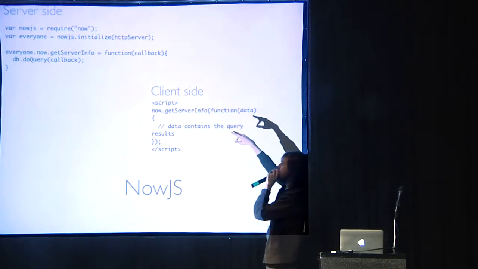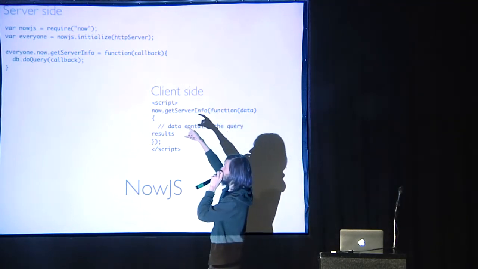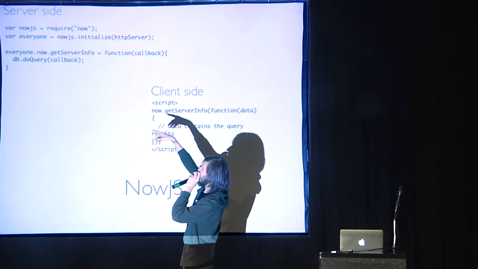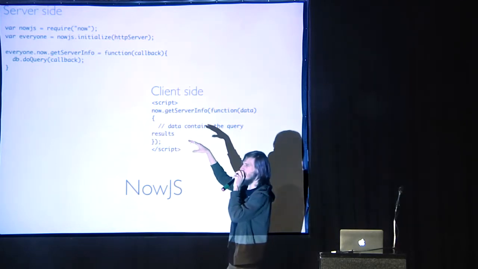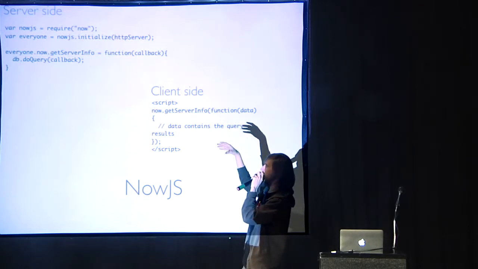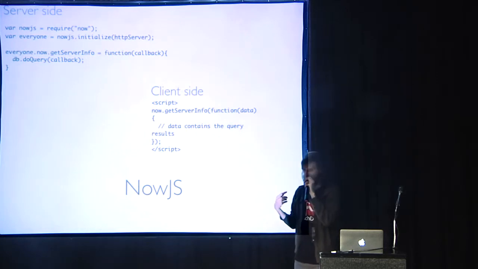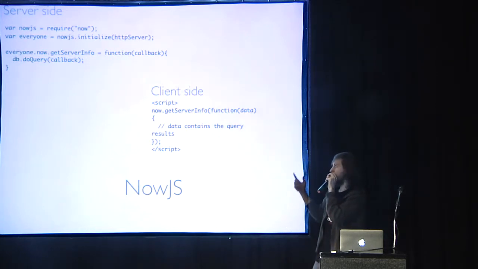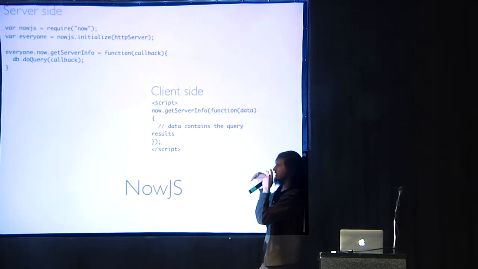Well, this is for the server and the client also, but it's a lot shorter, as you can see right here. On the server side, you just do, okay, Now.js equals require now. Everyone is a magical variable that stores this namespace inside of it, so everybody's synchronized. If I do everyone.foo equals bar on the server, all the connected clients now have everyone.foo equals bar without me explicitly telling the clients to set that. So everybody's in sync, and everybody has the same namespace variables.